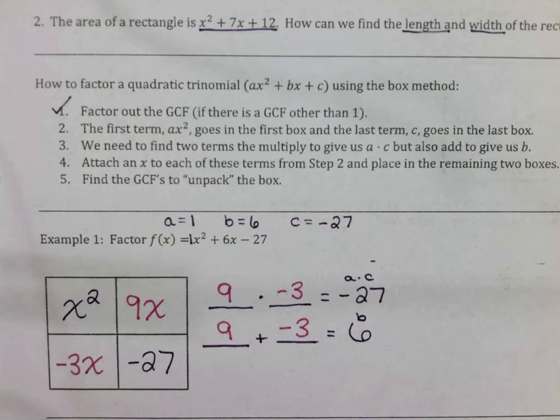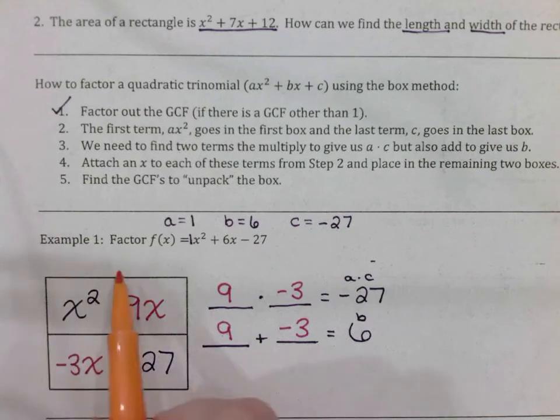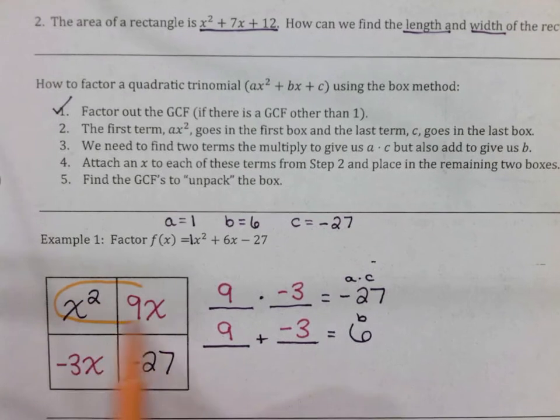Okay, and so now we have our box filled in. We just need to figure out what are these numbers on the outside that we multiplied together to get all this stuff in here. We do that by using greatest common factors. So again, it doesn't matter where I start really, but let's start between these two. What's the greatest common factor that both of these have in common? The greatest thing we can divide both of these by, the GCF.